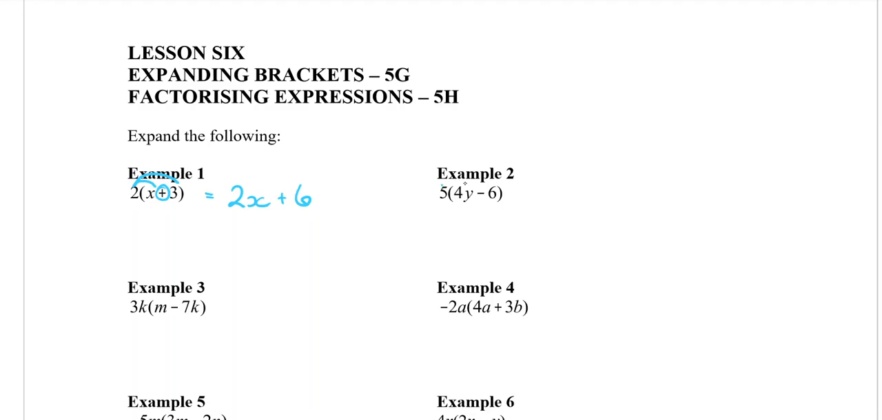Let's try again for example 2. Multiply the 5 with each term inside the bracket. 5 times 4 makes 20 with the y. Then we have the minus sign in the middle. And 5 times 6 is 30.